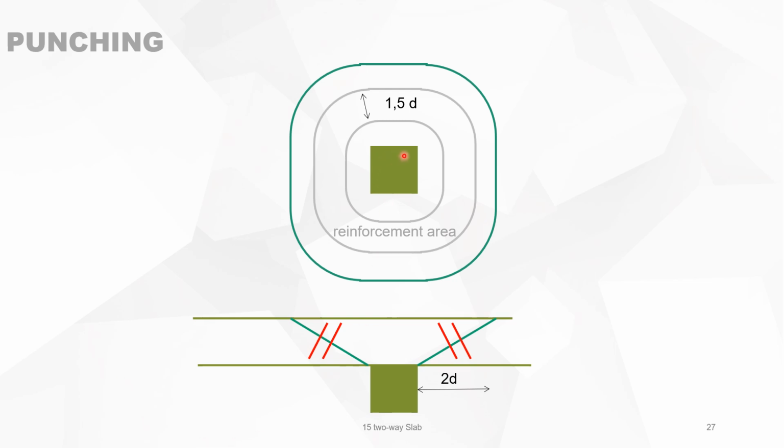Then when you have a plan view, this is the column. Then this is the first perimeter of the critical punching shear in a zone of 1.5d. In this zone, this is the reinforcement area, where you put the reinforcement for the shear. And if you take a cross section, then you will see this is the first critical circumference and a distance 2d and a distance d. Then all reinforcement must be situated within a zone of 1.5d.